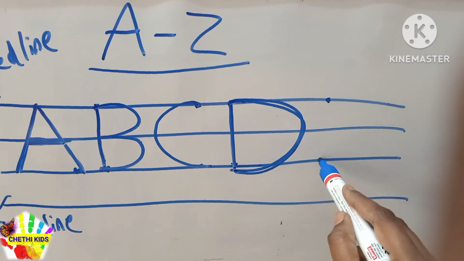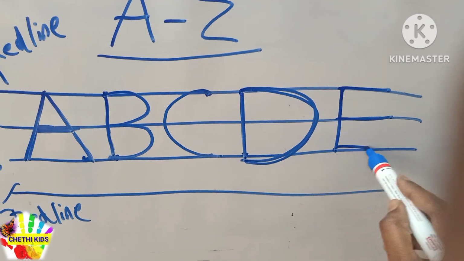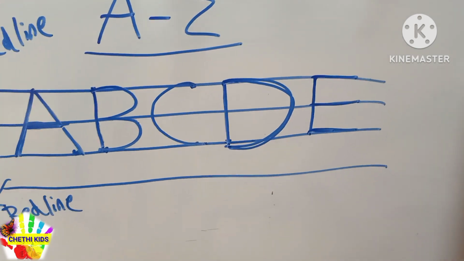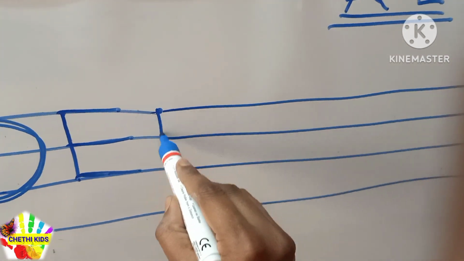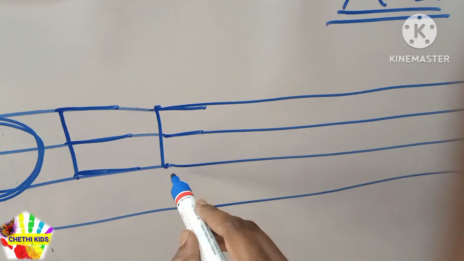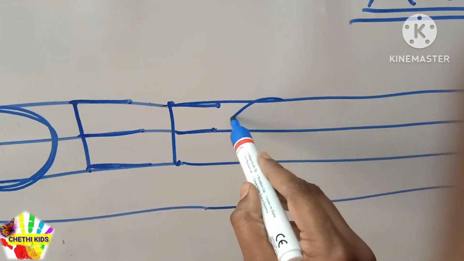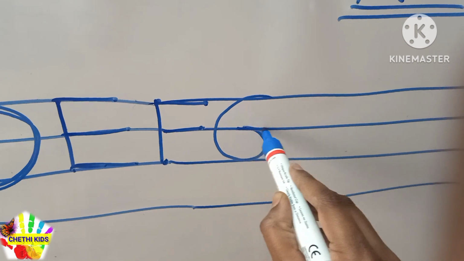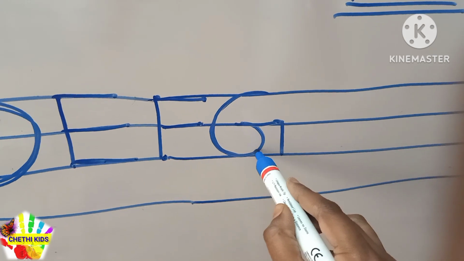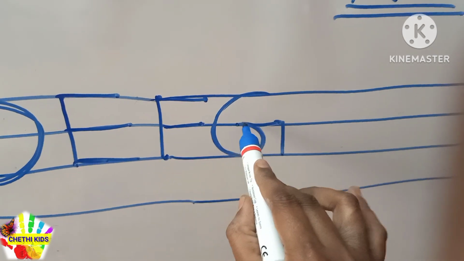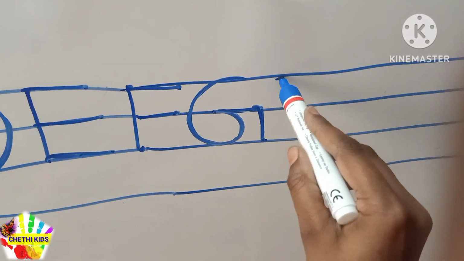Next E, 1 dot on the red line and 1 dot on the blue line, standing line and 3 sleeping lines. This is E. Next F, 1 dot on the red line and 1 dot on the blue line, standing line, 2 sleeping lines. This is F. Next G, right curve, sleeping line, standing line, right curve, a small curve, sleeping line, standing line. This is G, capital G.